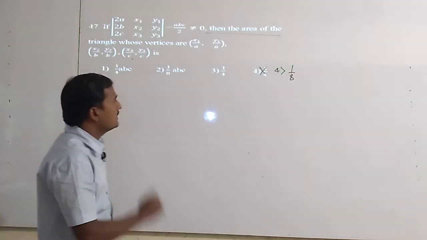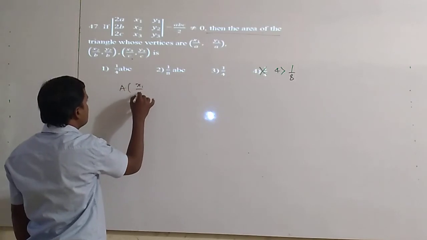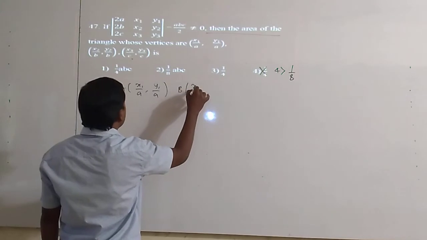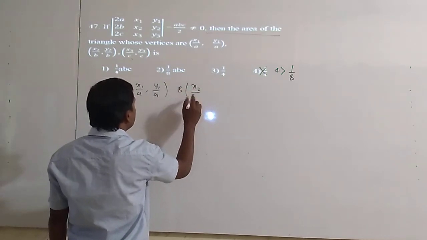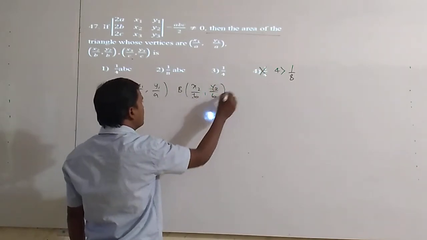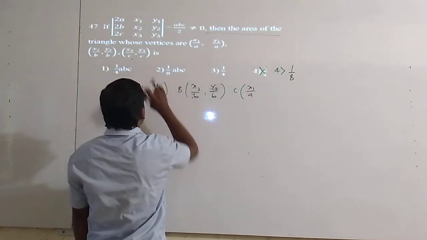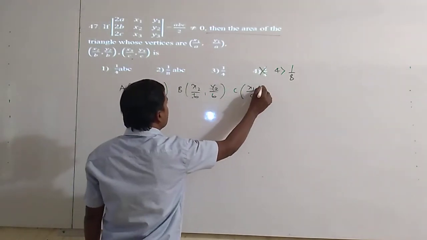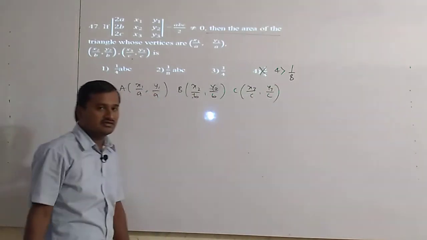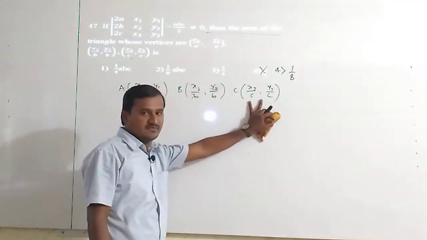Okay, now we should find the area of this triangle with the vertices (x1/a, y1/a), (x2/b, y2/b), and (x3/c, y3/c). We should find the area of the triangle whose vertices are these, right?